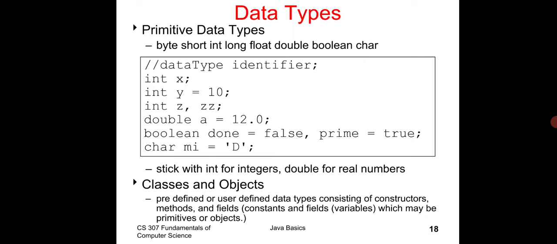So we are going to see the primitive data types one by one. First, int x, int y equal to 10, int z. These are examples of declaring integer values. Then double a equal to 12.0, which is an example for double. Then the boolean data type: a boolean variable may be assigned the value true or false. Then the character data type. These are all the primitive data types.